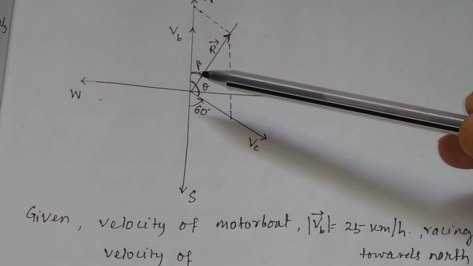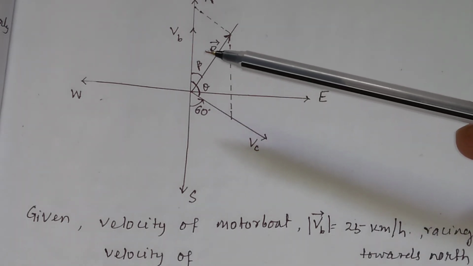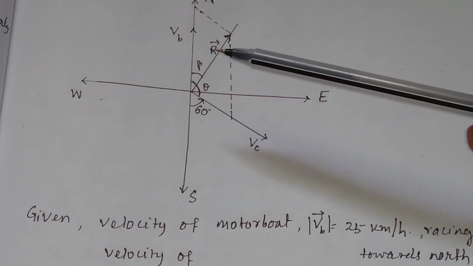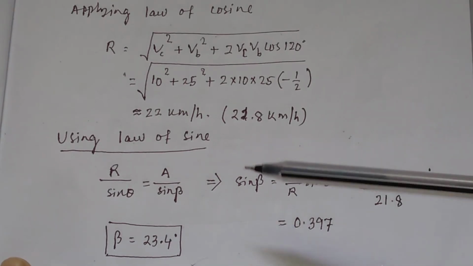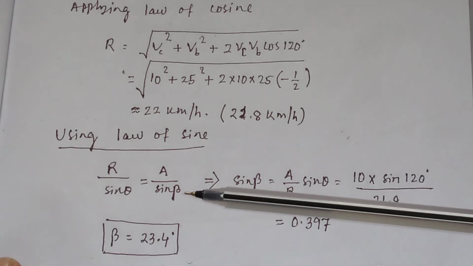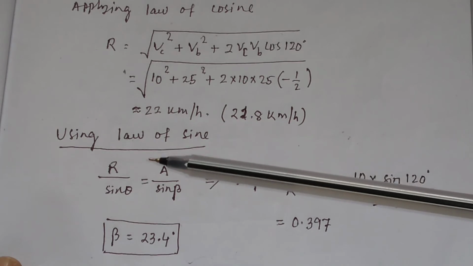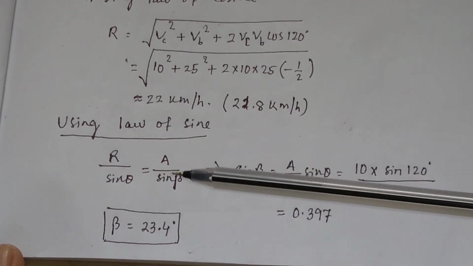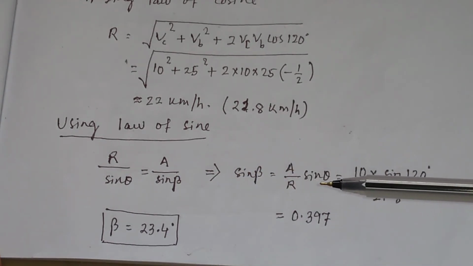Suppose this angle is equal to beta. Applying the law of sines, you will have r divided by sine theta equal to a divided by sine beta. So using the law of sines, r by sine theta is equal to a by sine beta, which is equal to b by sine alpha. So we have to only find out beta. So you write r by sine theta is equal to a by sine beta. So sine beta will be equal to a divided by r into sine theta.